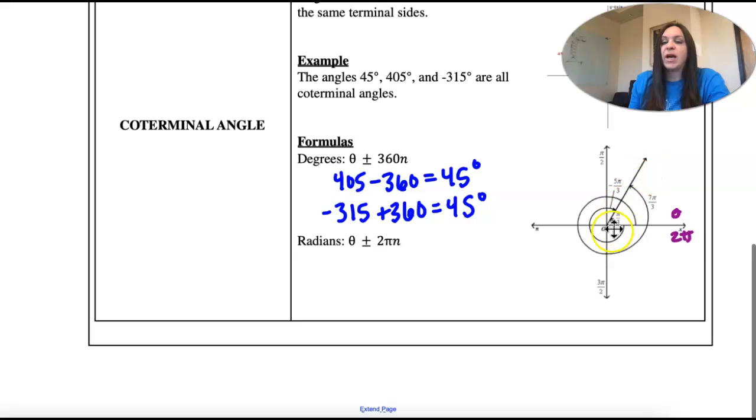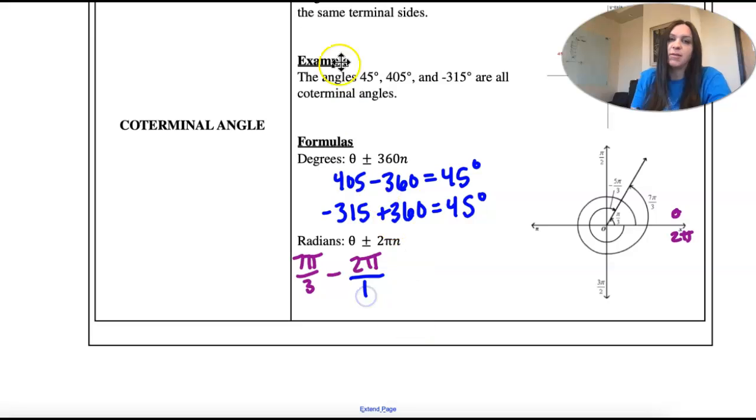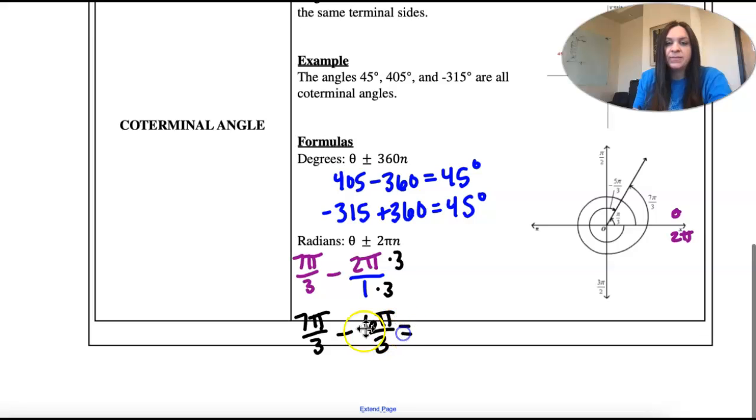So for this one, we have pi thirds is our angle, so that's 60 degrees. Let's start with 7 pi thirds. If we subtract 2 pi, we should get pi thirds. The tricky thing with radians is we have to get a common denominator. So I'm going to have to multiply this by 3 and this by 3 to get 7 pi thirds minus 6 pi thirds. Subtract, and it equals pi thirds. So those are coterminal, 7 pi thirds and pi thirds.